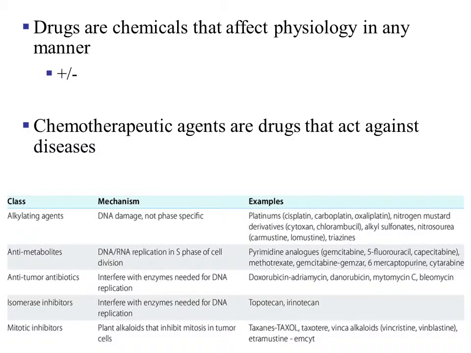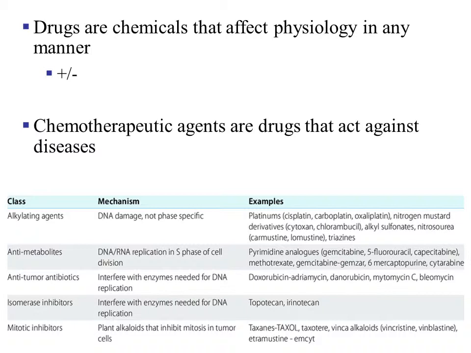Drugs are chemicals that affect physiology in any manner. It can be a positive effect or a negative effect. A positive effect is when a drug is going to cure some disease. A negative effect is like an opiate that can cause an analgesic effect that makes an individual a habitual drug user.